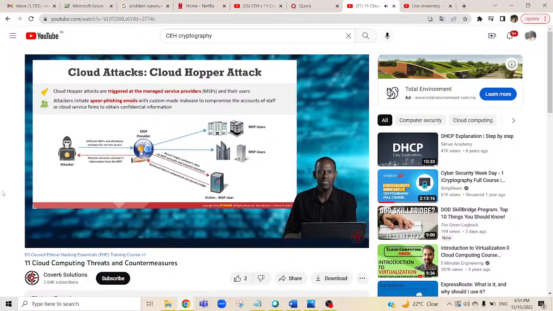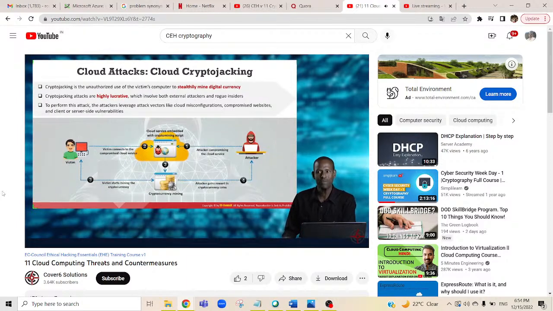So what's going to happen is this attacker, and the way you can tell that this is an attacker is because of the hoodie. Well, maybe the sunglasses, but yeah, both of those really help. So what they're going to do is send a custom-made spear phishing email. With spear phishing, you're targeting specific individuals, so you know exactly how to make this malware. And so you compromise the staff at the cloud service provider, and you're able to use this to get confidential information and further compromise the cloud services.